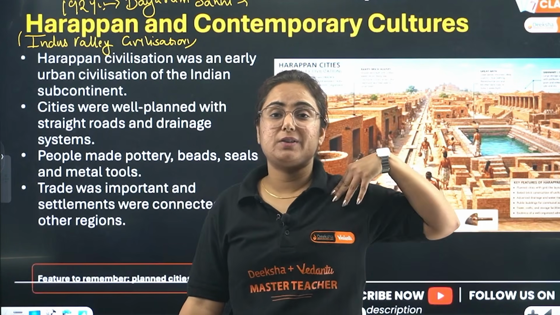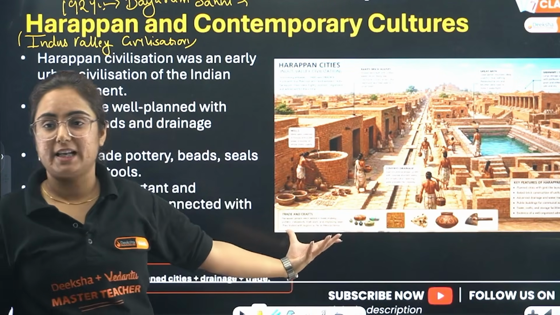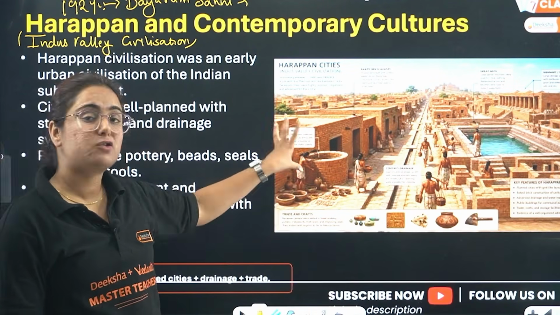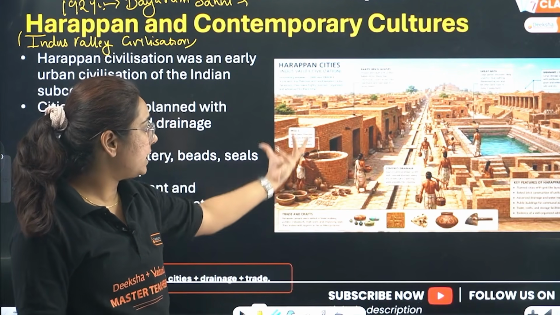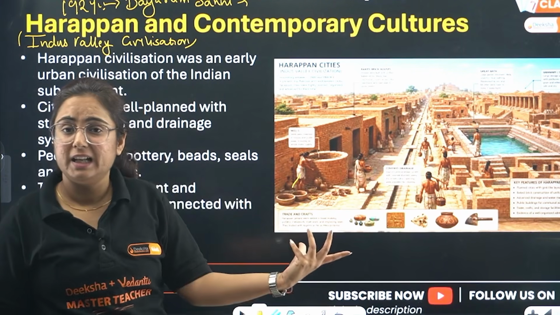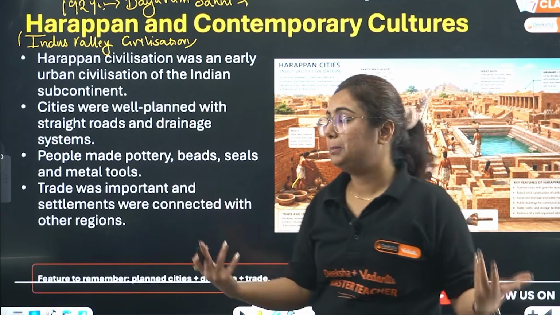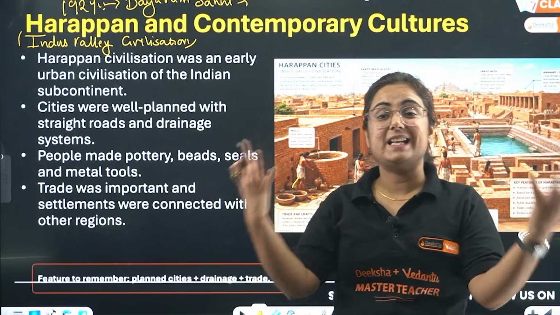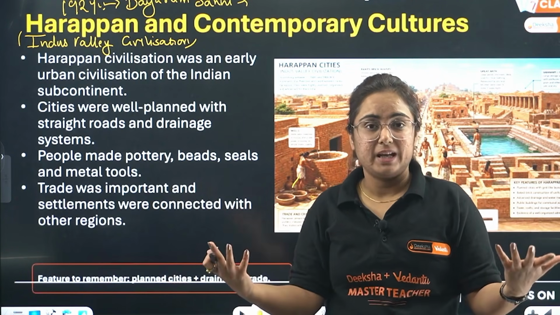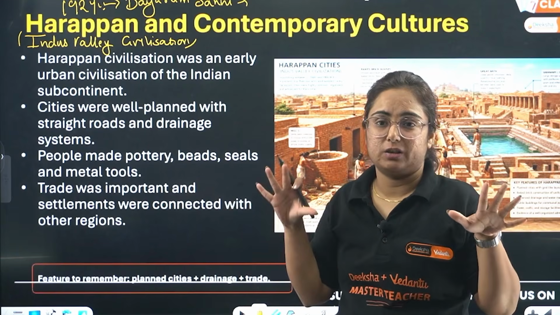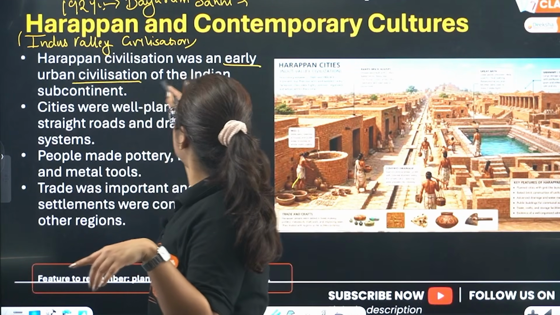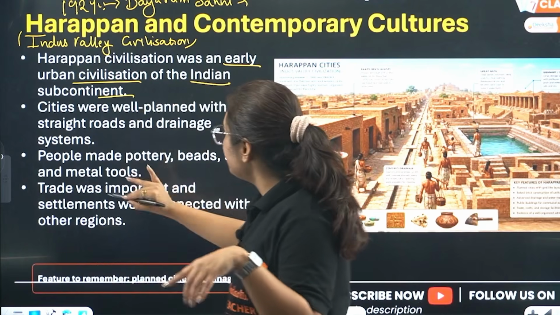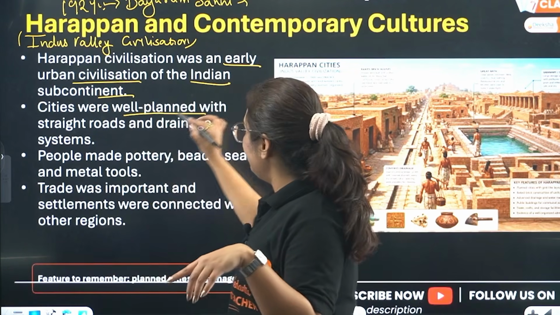Why are we calling it civilization? Because this is how it looked like. See, properly well-structured houses, lanes, bathing areas, trade was going on, there was market, and everyone settled as urban people because this was city life, well planned. And here we call it civilization. So Harappan civilization was an early urban civilization of the Indian subcontinent where cities were well planned with straight roads and drainage system.